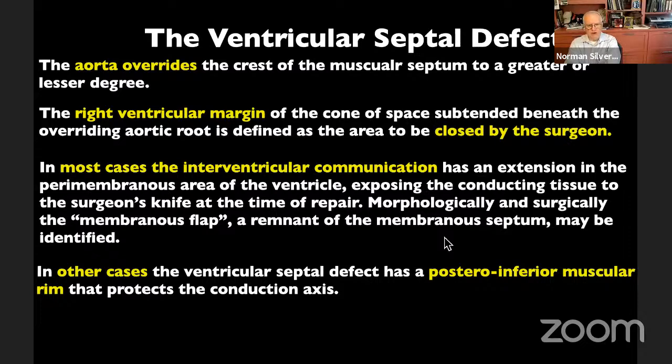has an extension into the perimembranous area, exposing the conducting tissue, and we'll show you that to do with the surgeon's life. And in other cases, there is a well-marked posterior inferior rim, such as is usually seen in common arterial trunk and in double outlet right ventricle, that protects the conduction axis.